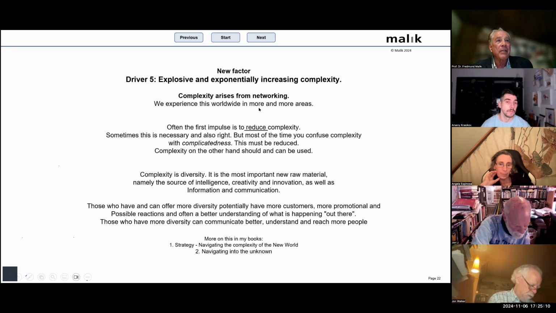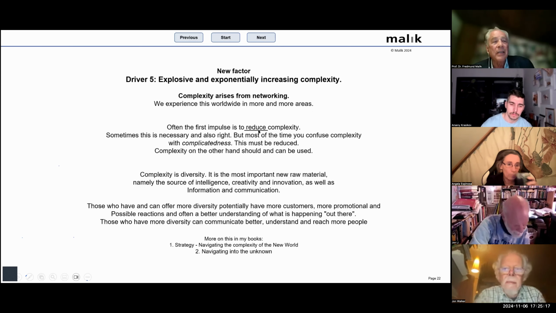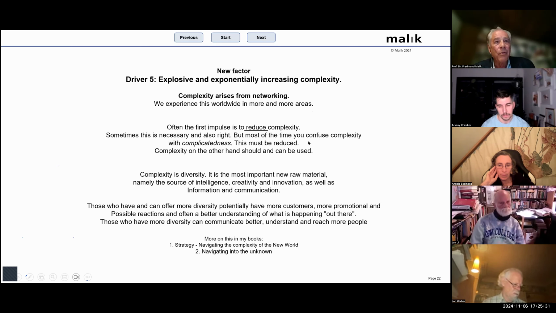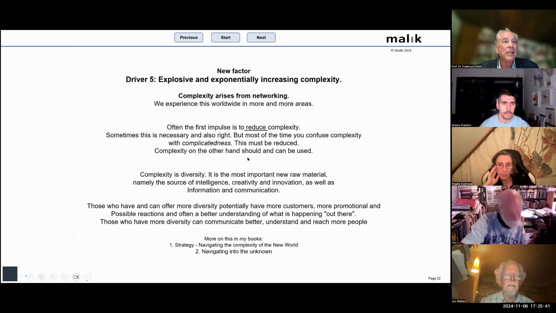We experience this worldwide in more and more areas. You might remember the speeches of Stafford. Often the first impulse is to reduce complexity. Sometimes this is necessary and also right, but most of the time you confuse complexity with complicatedness. This must be reduced. Complexity, on the other hand, should and can be used.